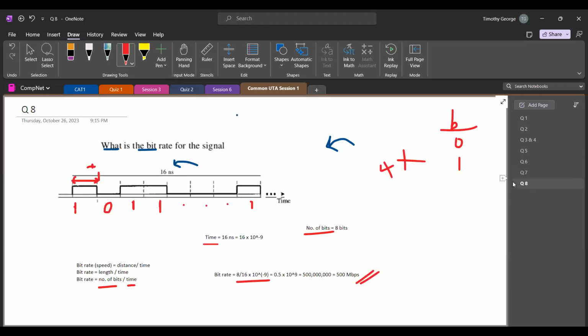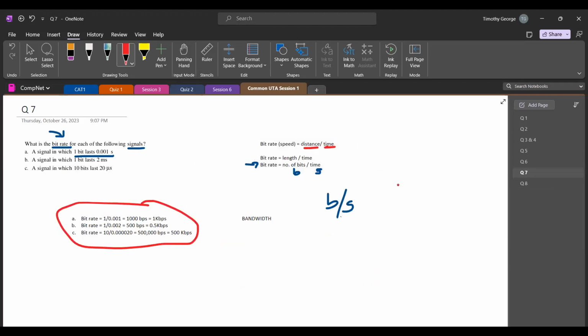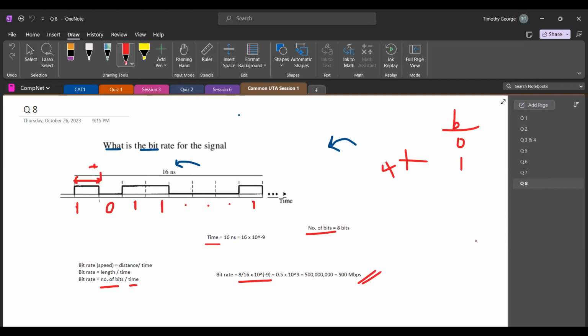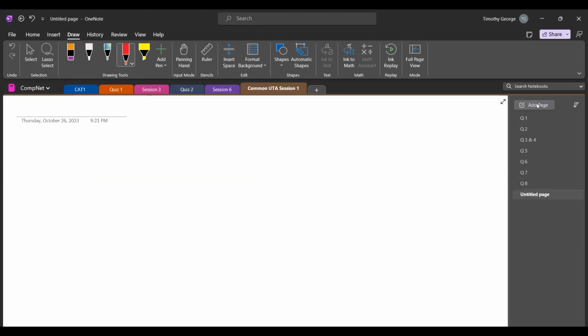In this case, it was easier. They gave us all the values. Bits per second is the rate. Okay, so that was this question. It was fairly easy once we understood how to read this diagram. Okay, let's move on. Question 9. Okay, give me a minute.